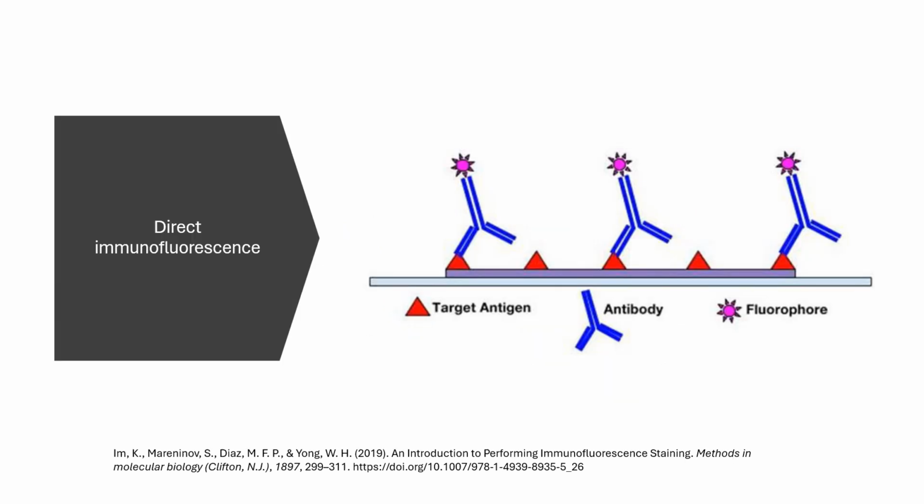Now, let us look into the different types of immunofluorescence. Direct immunofluorescence. In the direct method, the fluorophore label is conjugated directly to the primary antibody that will be reacting with the target epitope in the tissue.